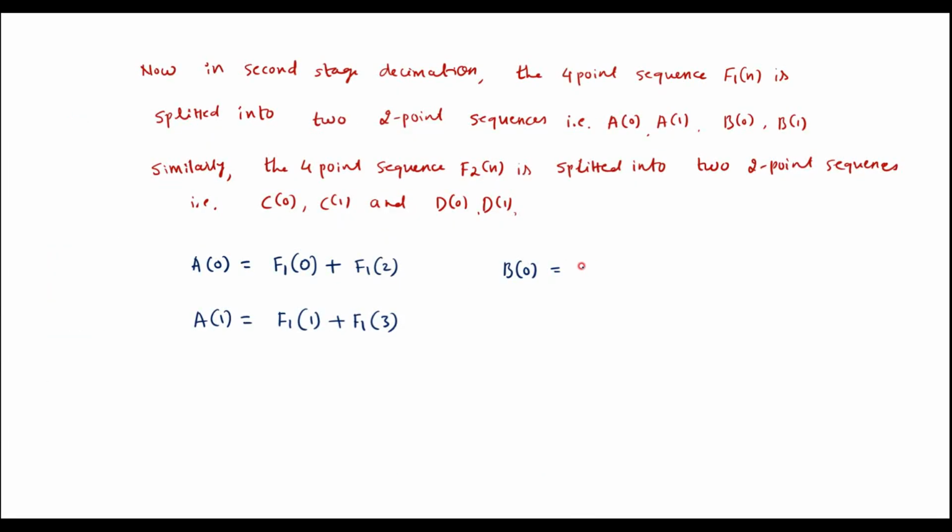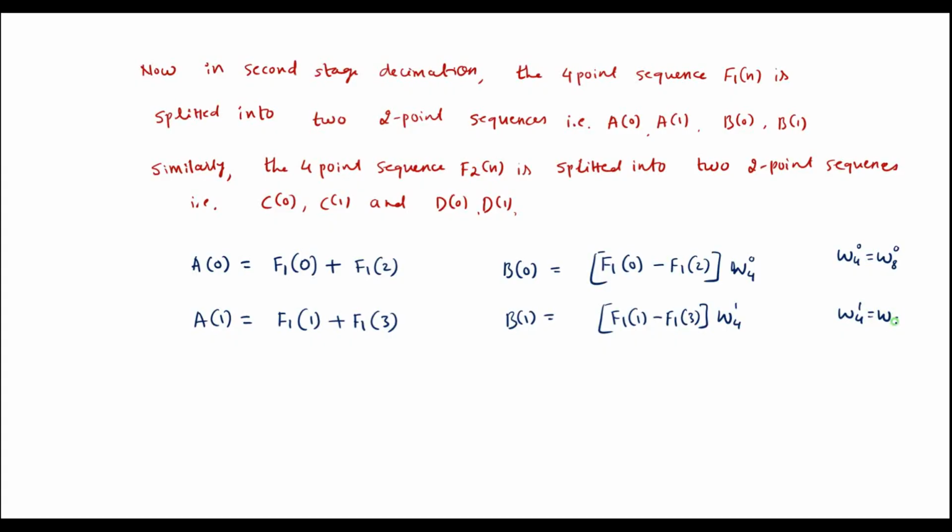Therefore, I can represent it as b of 0 is equal to f1 of 0 minus f1 of 2, the whole thing multiplied with the twiddle factor. The twiddle factor value is w4 power 0, because it is an N by 2-point DFT. We have considered N equal to 8, so it is 8 by 2, that is 4-point DFT, w4 power 0, which is also equal to w8 power 0. Similarly, b of 1 will be f1 of 1 minus f1 of 3, times w4 power 1. So w4 power 1 is also equal to w8 power 2.